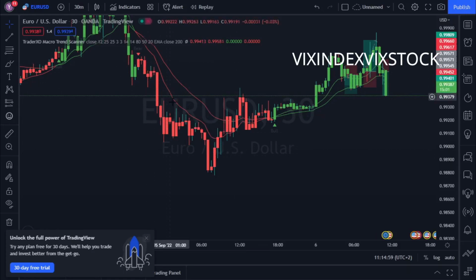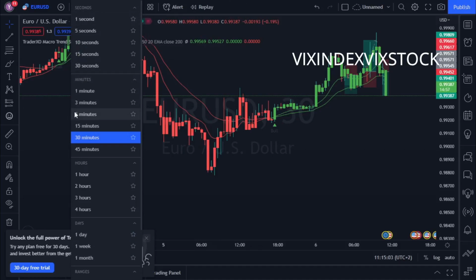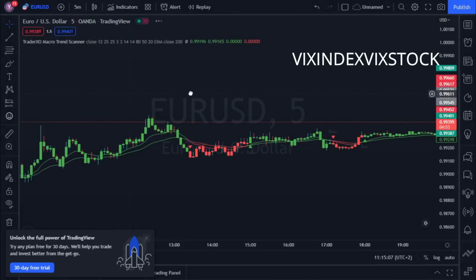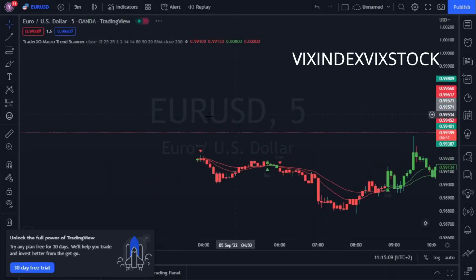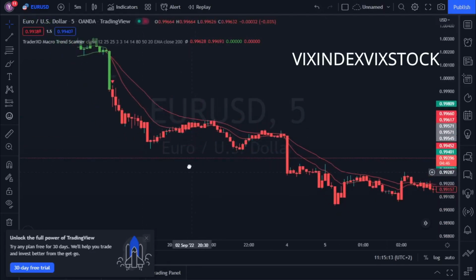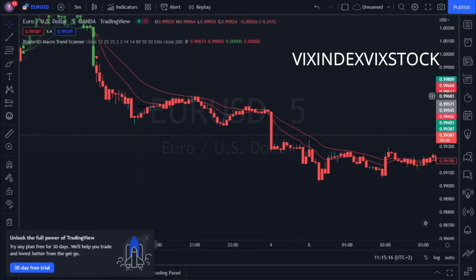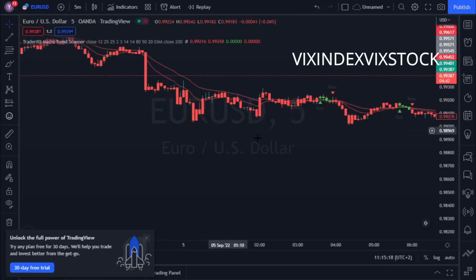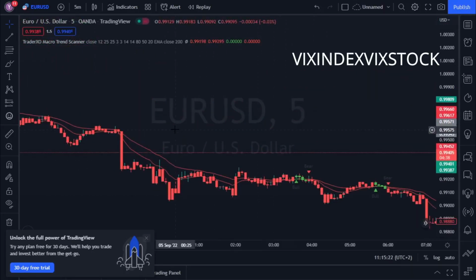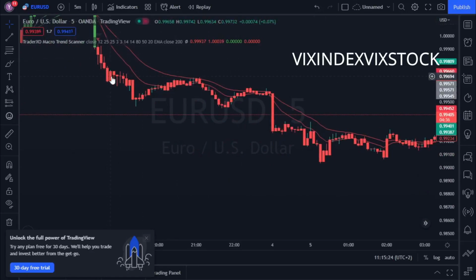If the higher time frame is selling, then when we drop down to the 5 minute time frame, we are only looking for opportunities for sells. So you probably would have sold and gotten out and waited for an opportunity to do another sell.